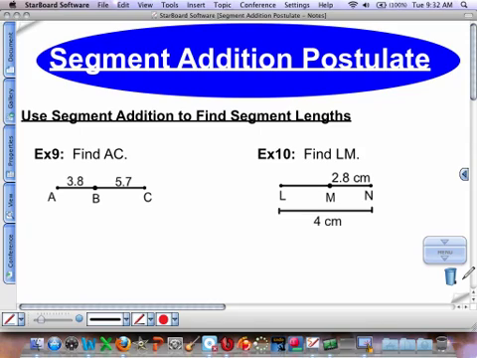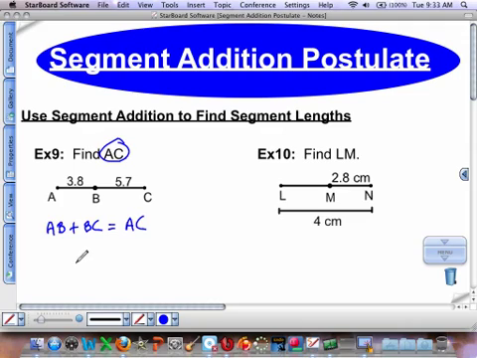All right, Blake. On number 9, what would be my geometric equation? AB plus BC equals AC. All right, so AB plus BC equals AC, and the question is, find the length of AC.